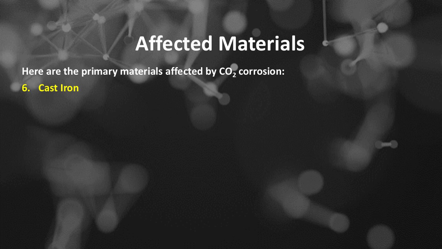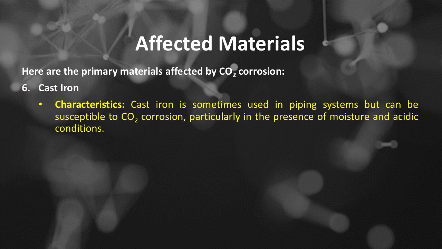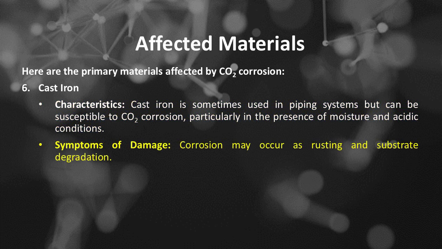Number 6 is cast iron. Cast iron characteristics: cast iron is sometimes used in piping systems but can be susceptible to CO2 corrosion, particularly in the presence of moisture and acidic conditions. Cast iron symptoms of damage: corrosion may occur as rusting and substrate degradation.